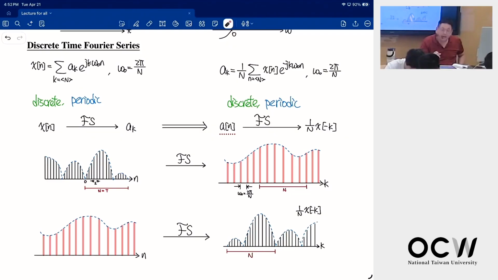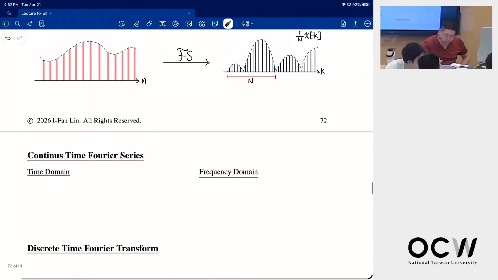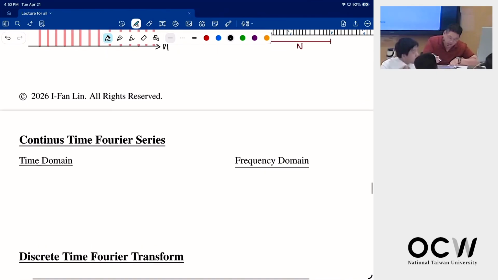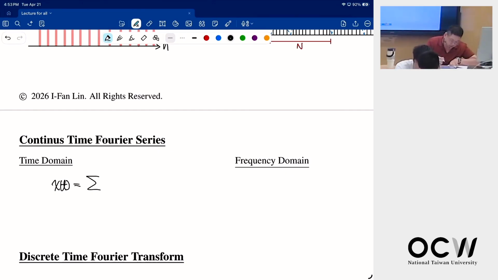All right, next we talk about the continuous time Fourier transform, discrete time Fourier series. How about the continuous time Fourier series? In time domain, the signal is a linear combination of your bases, a_k e to the jk omega naught t. Omega naught is 2 pi over T.